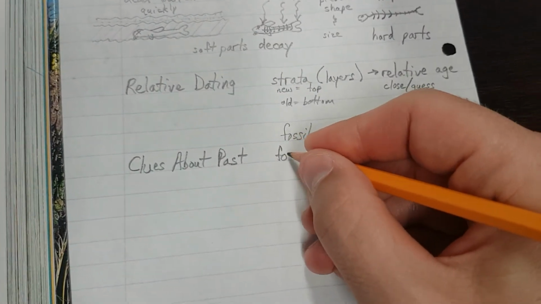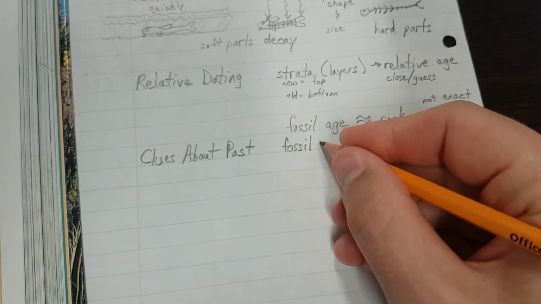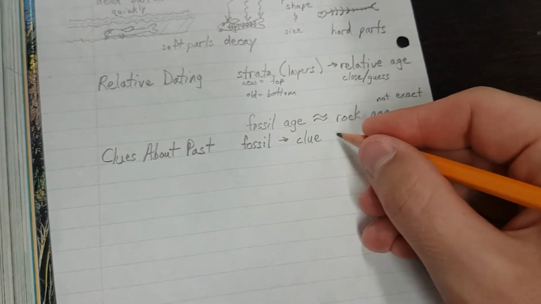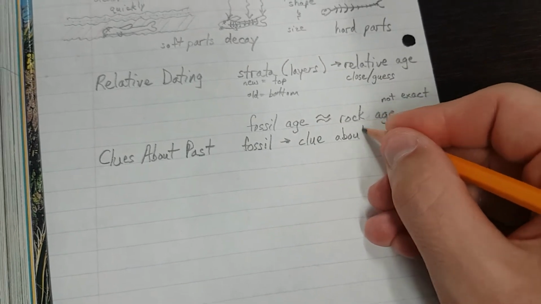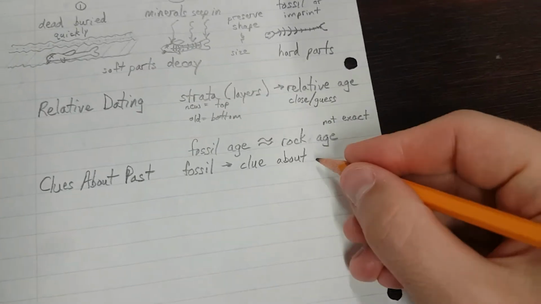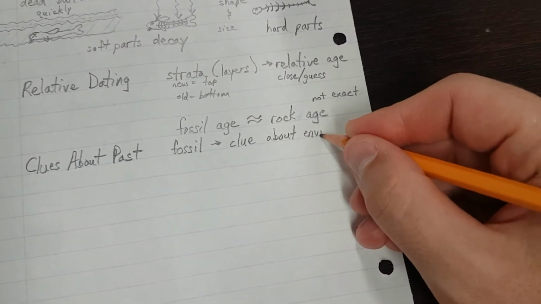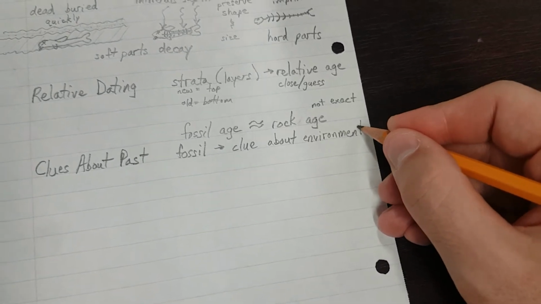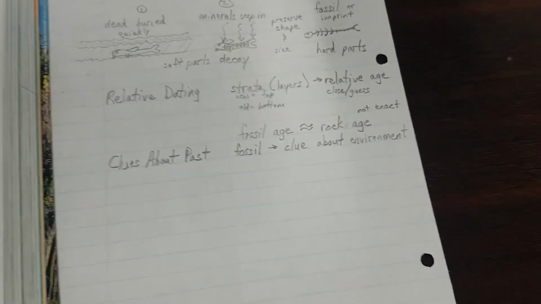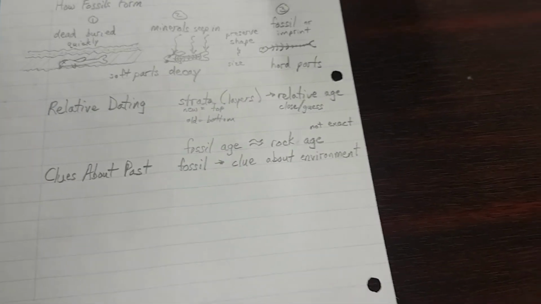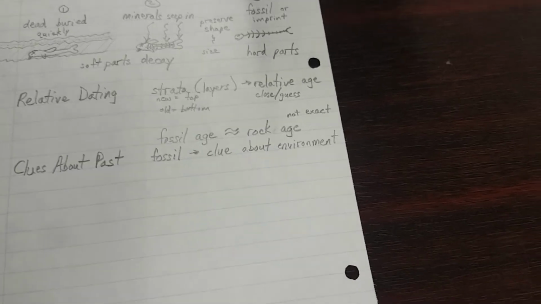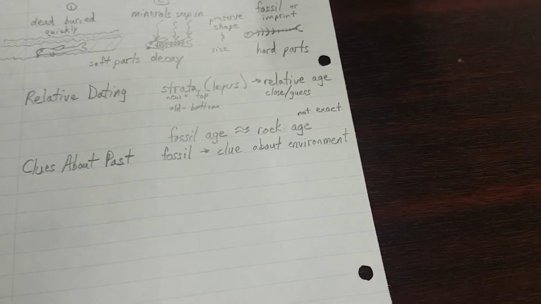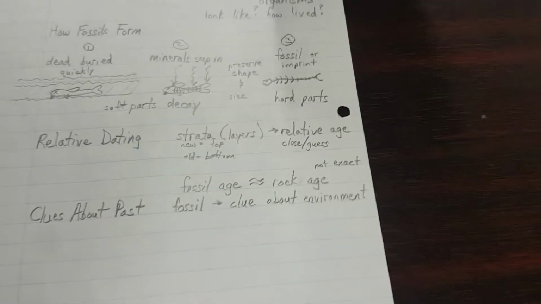Okay, fossil, F-O-S-S-I-L, arrow, clue, C-L-U-E, about, A-B-O-U-T, environment, E-N-V-I-R-O-N-M-E-N-T. In other words, the weather, the climate. Was it a hot place? Was it a dry place? Was it cold and wet? What sort of plants and animals lived there? What was it like every day?